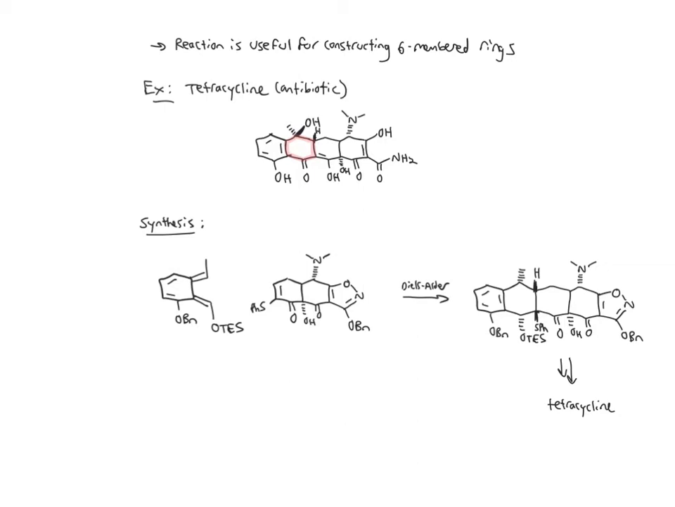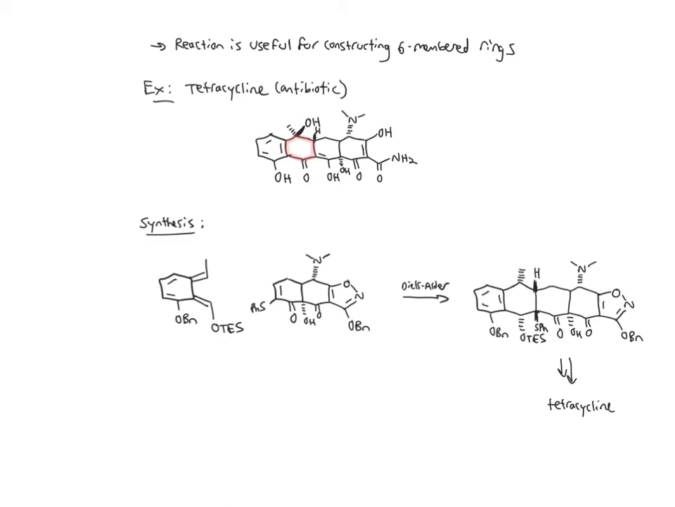So tetracycline has 4 cycles, basically 4 rings, and the one here in red is the one that we can actually make from the Diels-Alder reaction. So these two precursors are put together for that Diels-Alder reaction. We have, don't worry too much about these groups on the side.